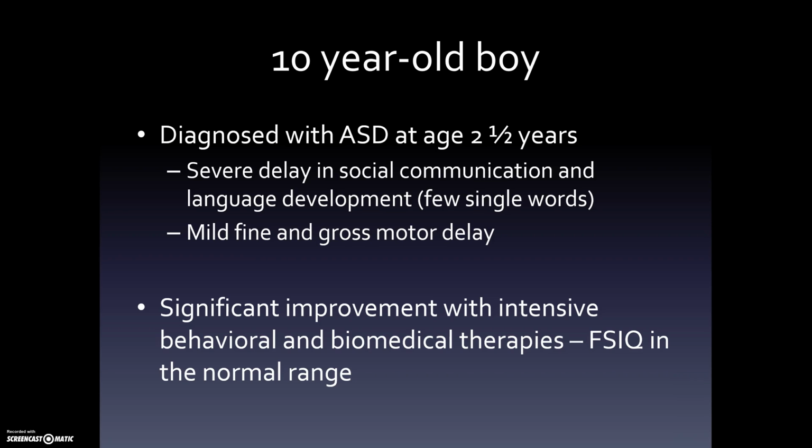And this is a case of a 10-year-old boy who was diagnosed with autism at age 2.5 years. He had severe delay in social communication and language development. He also had fine and gross motor delay, and he had significant improvement with intensive behavioral and biomedical therapies, and his IQ was in the normal range.